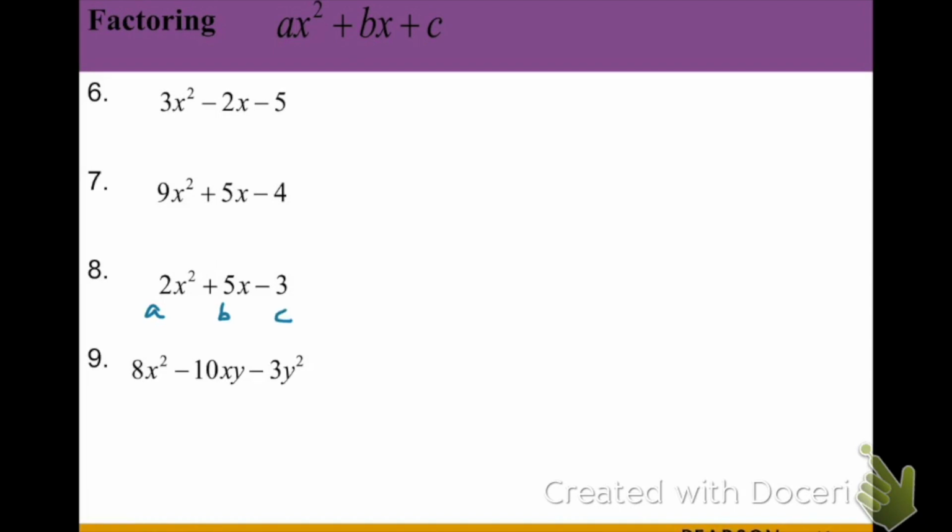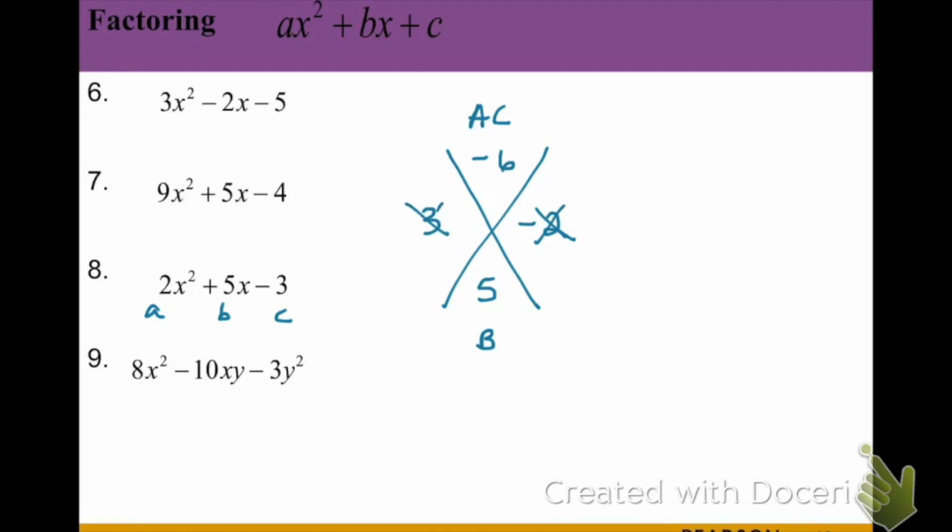In this third example, we're given an a value of 2, a b value of 5, and a c value of -3. So our a times c here is going to be -6. So we need two numbers that will multiply to -6 but add to 5. Notice here, 3 times negative 2 does multiply to negative 6, but does not add to 5. So those are not going to be our numbers, and we need to try a different set. Well, 6 times a negative 1 is negative 6, and they add to 5. So our two numbers here are going to be 6 and negative 1.